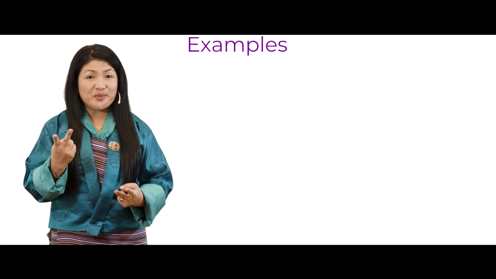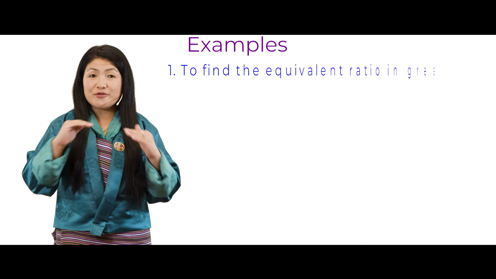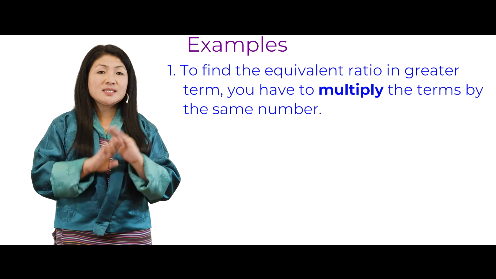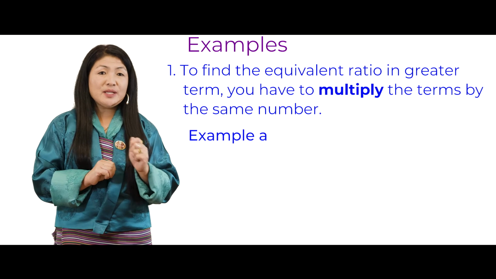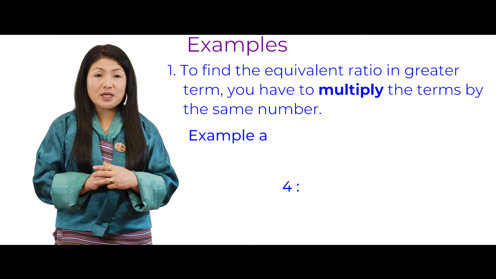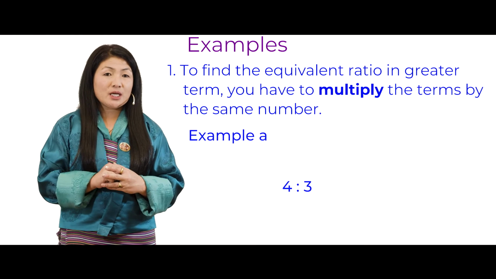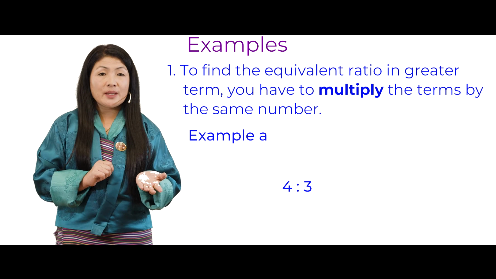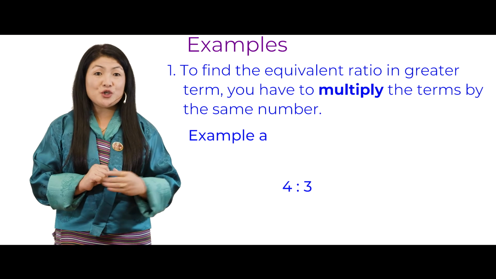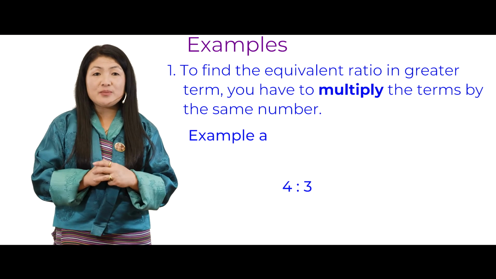I have two examples here. Example number 1, to find the equivalent ratio in a greater term, you have to multiply the terms with the same number. Example A, the ratio here is 4 to 3. Now we are going to find the equivalent ratio of 4 to 3. Do you know what we should do here? I clearly said in the beginning that we are going to find the equivalent ratio in greater terms, so you have to multiply.